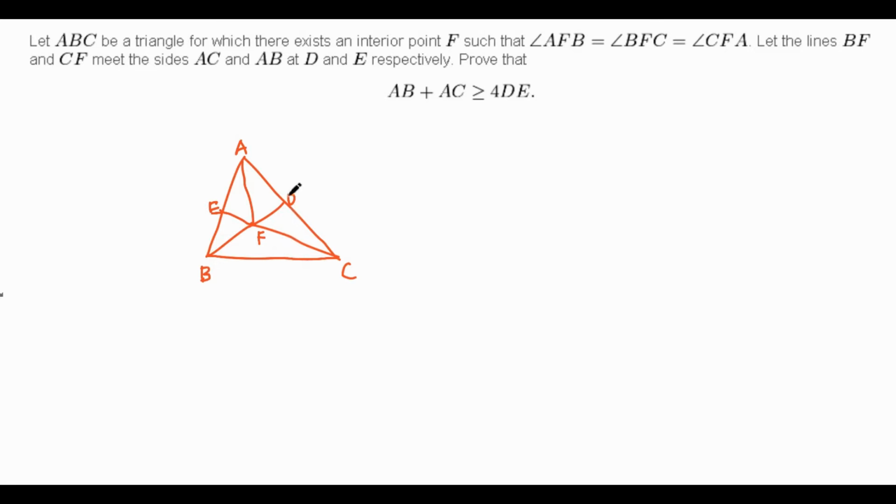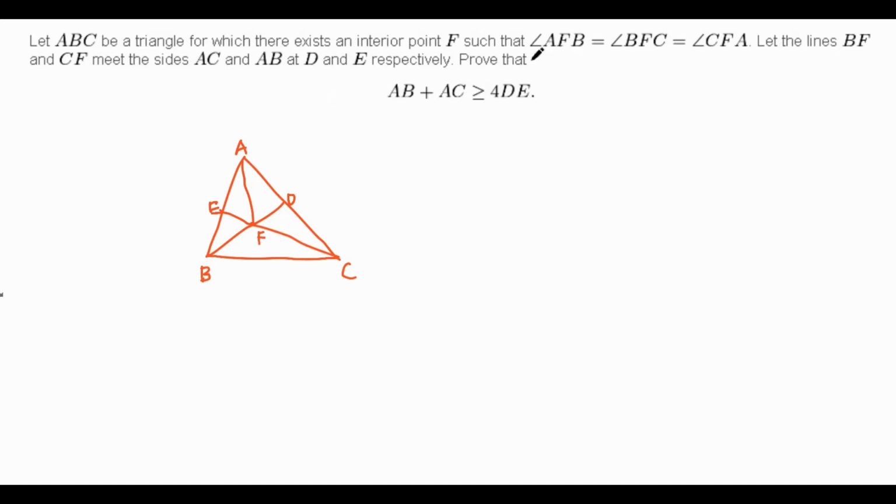So let's first do the problem. Let ABC be a triangle for which there exists an interior point F, such that angle AFB equals angle BFC equals angle CFA. Let the lines BF and CF meet the sides AC and AB at D and E respectively, and we want to prove this inequality.